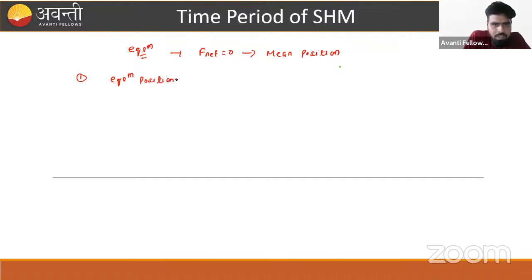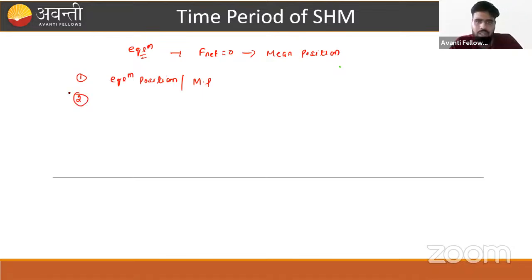So what is the first step for finding out the time period? Finding out the equilibrium position, and this position is also known as the mean position. How do we get it? Whatever force is given, equate it to 0, and whatever value of x or y you get, depending upon the direction in which the particle is moving, that corresponds to the equilibrium position. What is the second step?